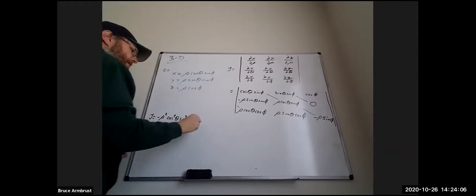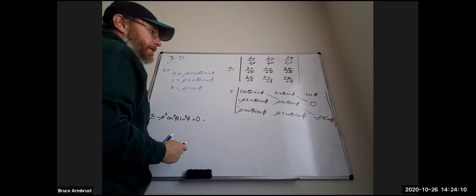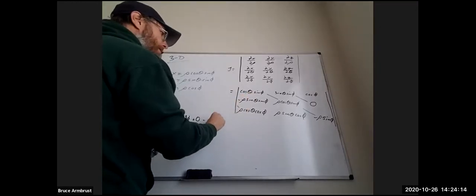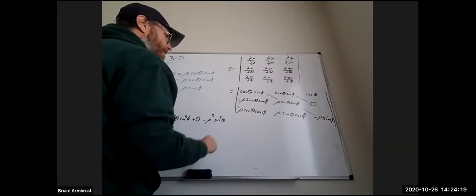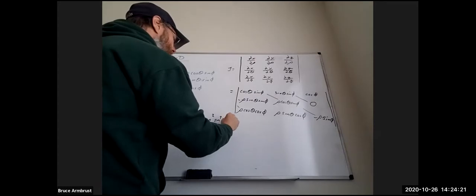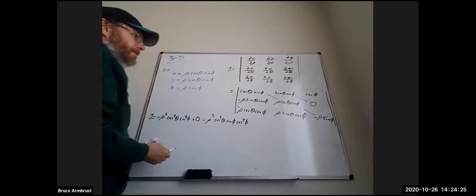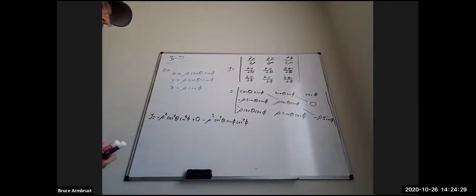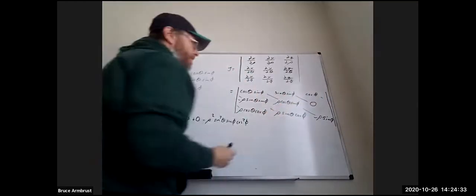The next piece, I'm going to get minus rho squared sine squared theta sine phi cosine squared phi. So that was those three pieces.